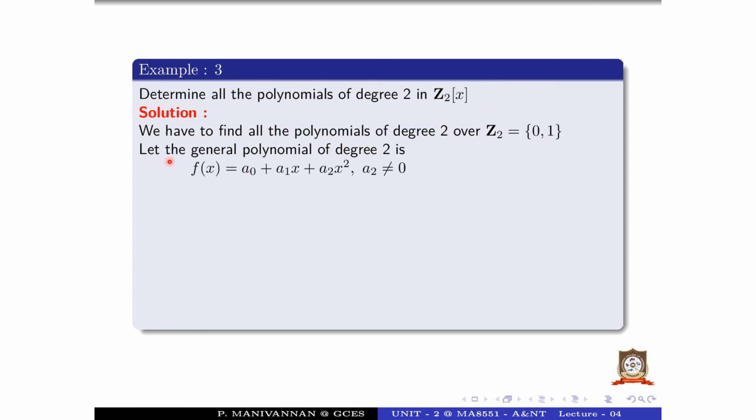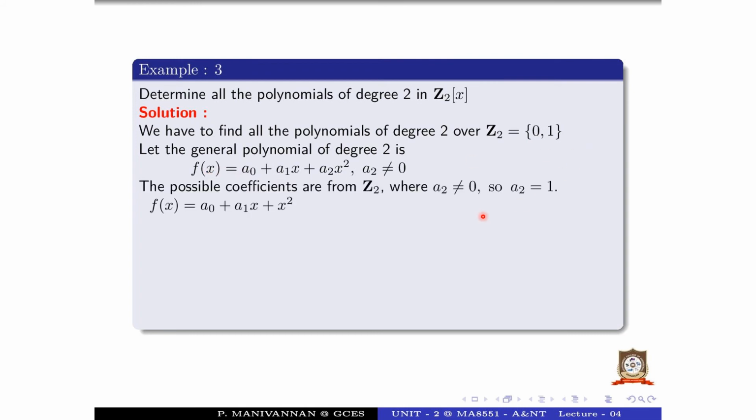Therefore, the general polynomial of degree 2 is f of x equal to a0 plus a1x plus a2x square, where a2 is not equal to 0. If a2 equal to 0, then it is not a degree 2 polynomial. So a2 must be not equal to 0, which implies a2 equal to 1. Therefore, f of x equal to a0 plus a1x plus x square.